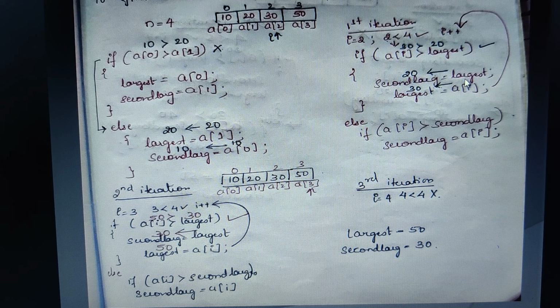Now when the largest value has moved its value to the second largest, after that whatever is there in A of I, I am assuming it to be the largest. That means the value A of I is holding, that is 30. So 30 will be held by the variable known as largest. So therefore we got a new largest value, that is 30, and we got a new second largest value, that is 20. So after this, the else part will never execute.